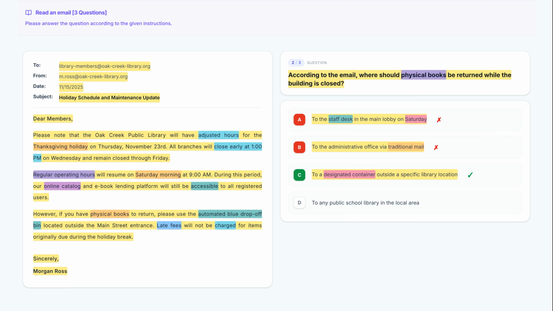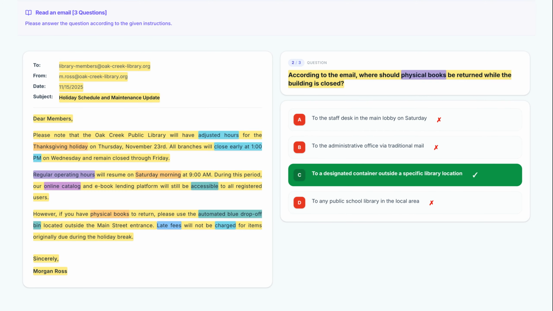Finally, let's look at option D. To any public school library in the local area. There is no mention of a public school library in the text. The email only refers to the Oak Creek Public Library system. Therefore, the correct answer is option C because it aligns with the instruction to use the automated blue drop-off bin outside the entrance.